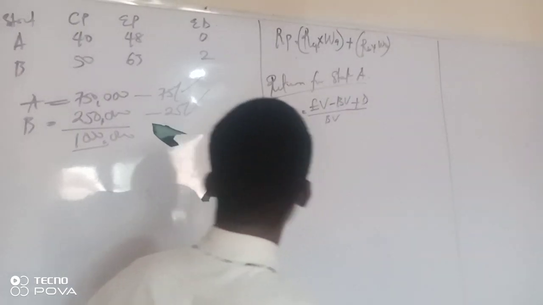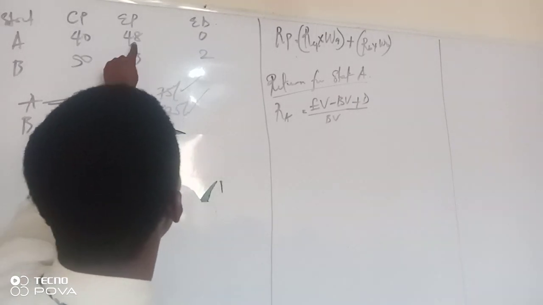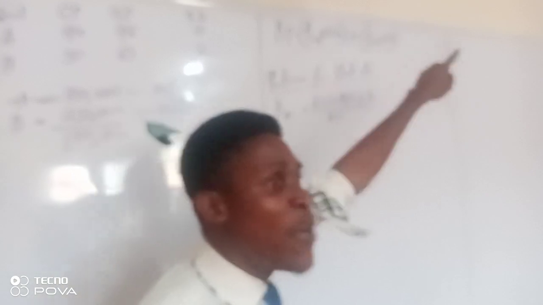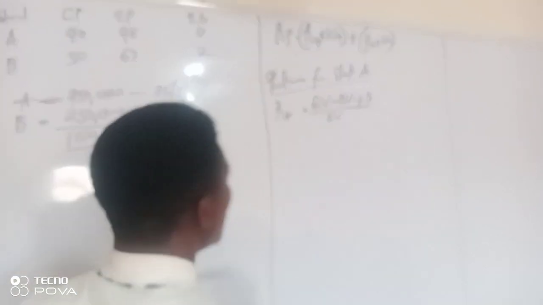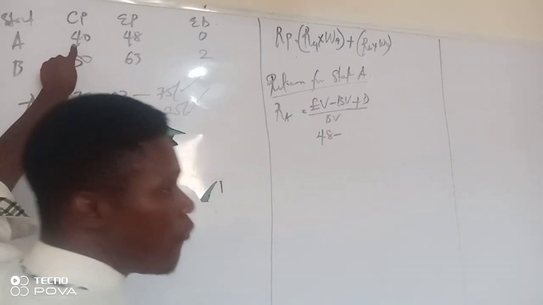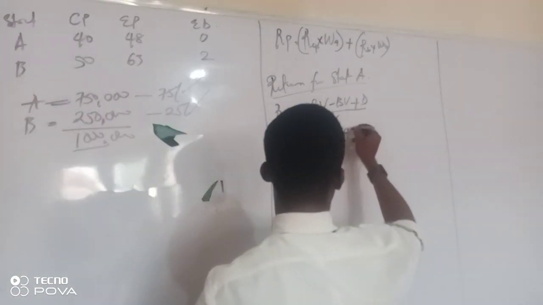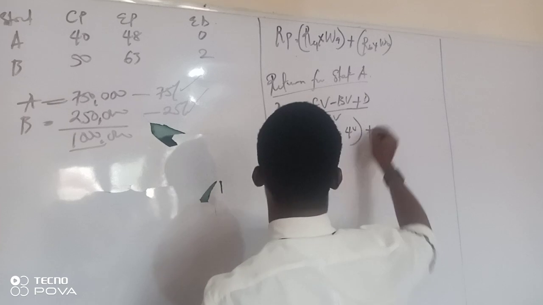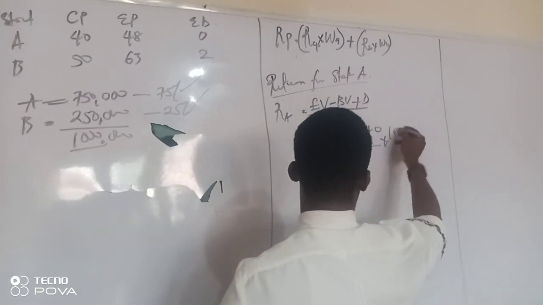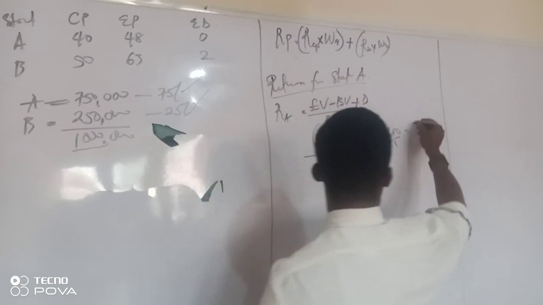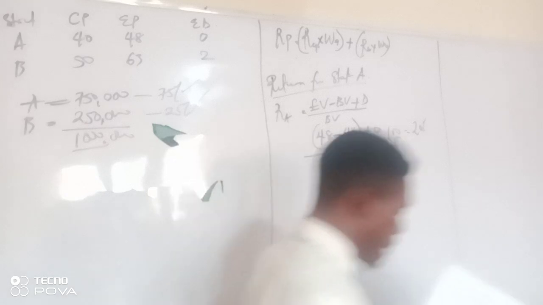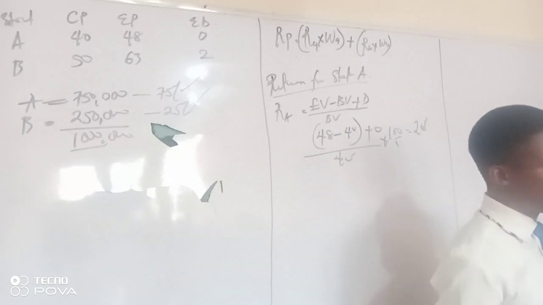Let's go to stock A now. How much is our end value? 48, the expected price in 1 year's time. That will be 48 minus beginning value 40, plus how much dividend? 0, divided by beginning value 40, times 100%. We get 20%. So we have gotten our return for A.